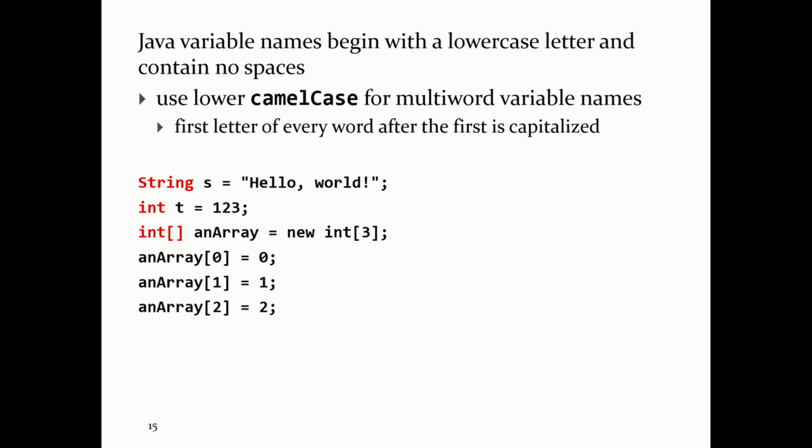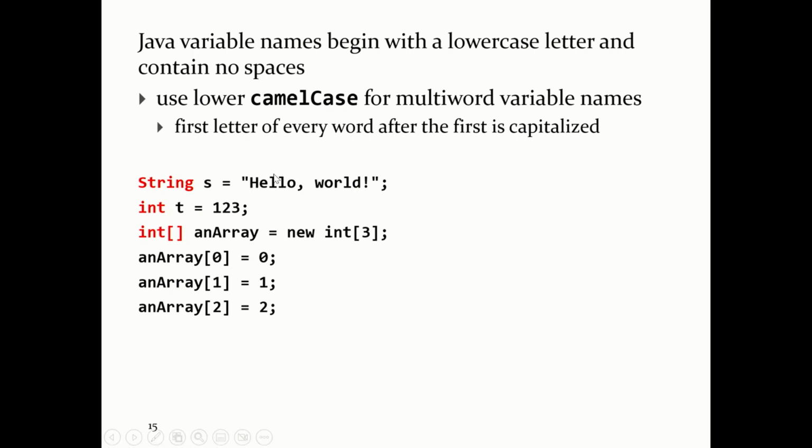Now when you're making variables in Java, Java programmers expect the variables to be named a certain way. They expect them to begin with a lowercase letter, so you should use lower camel case for your multi-word variable names. My variable s is lowercase s, not uppercase S, and my variable t is lowercase t, not uppercase T. And my variable anArray is made up of 2 words: the first word is lowercase, and the second word starts with an uppercase letter.